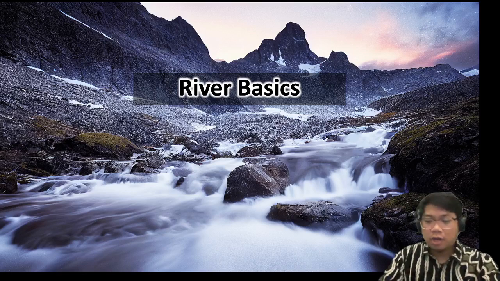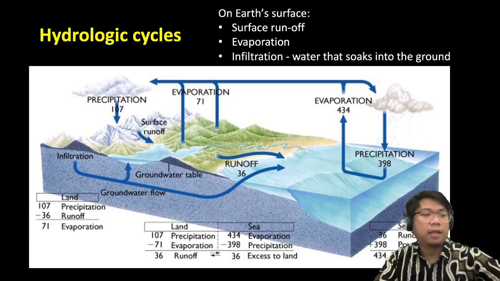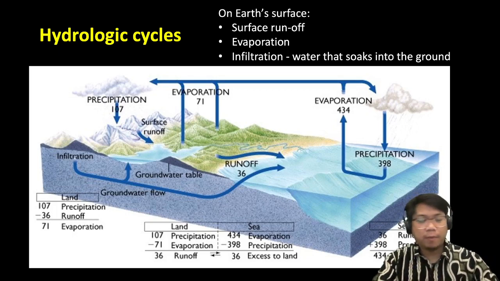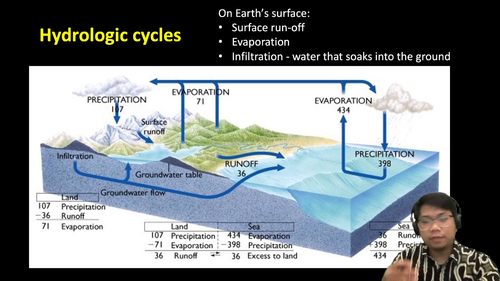Okay, so now let's talk about some basic concepts on rivers. And let's start with the hydrologic cycle. I think it's just a quick reminder that the hydrologic cycle represents a complete cycle of water on the surface as well as near the surface of the earth.